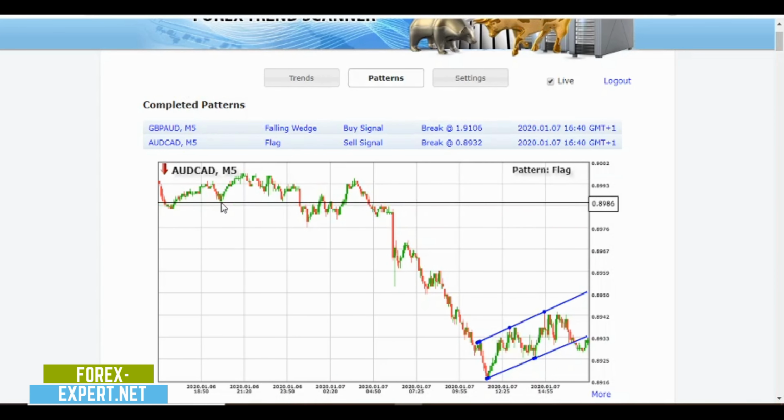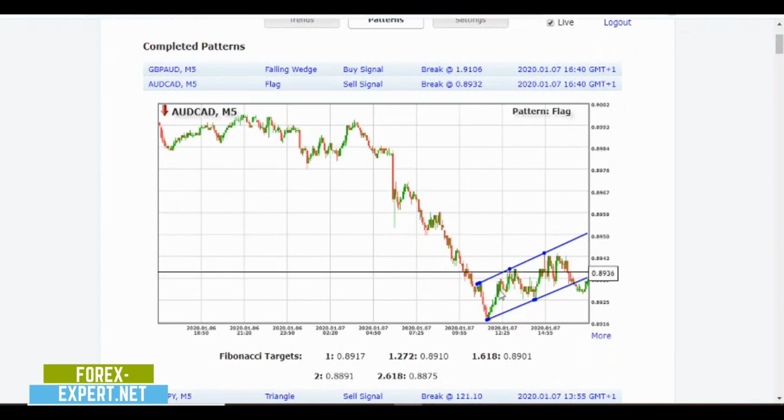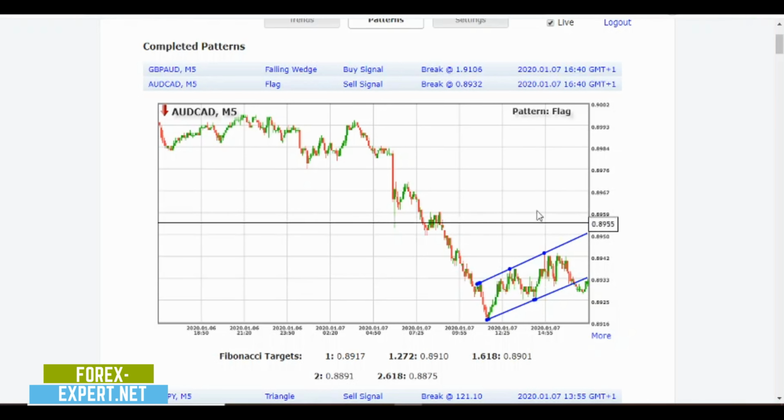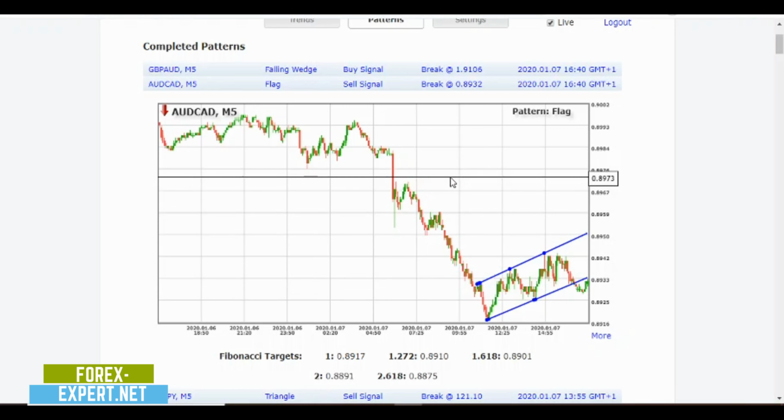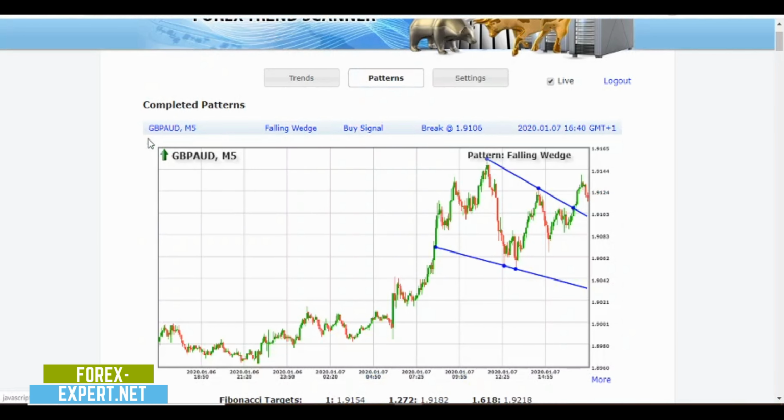Australian dollar and the Canadian one, we are still in the process because it's a very fresh signal. It's 16:40 p.m. Today is January 7th, 2020, and even this British pound Australian dollar falling wedge buy signal is still in progress. But it looks like it's bouncing on this resistance here around 91.33. I will update this trade tomorrow.